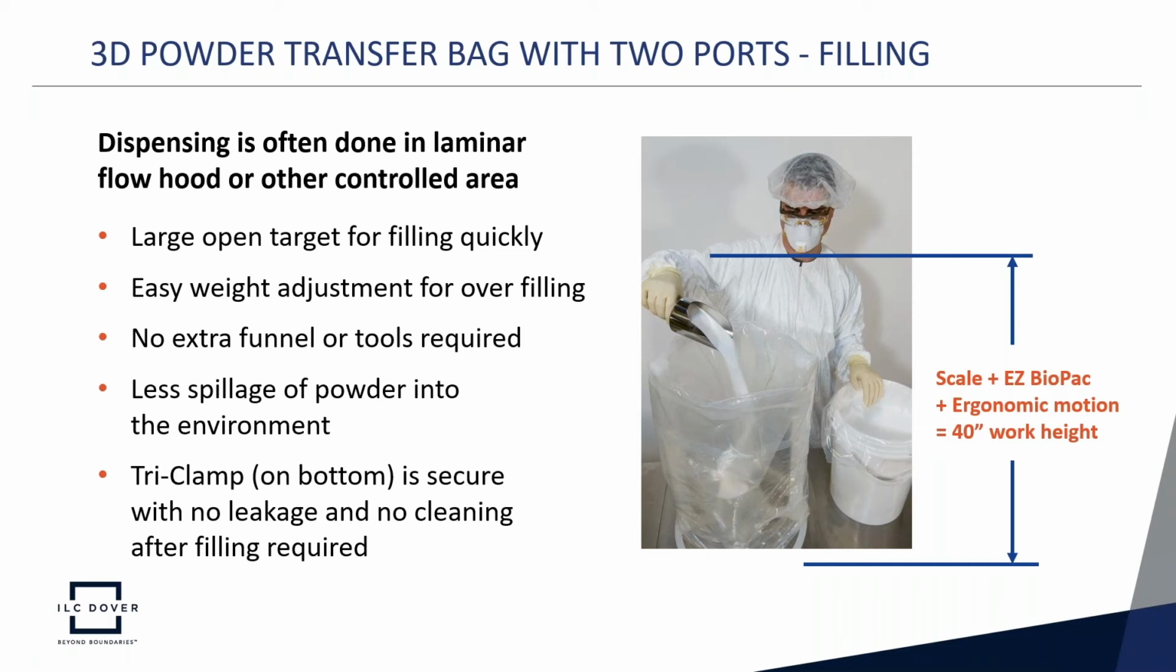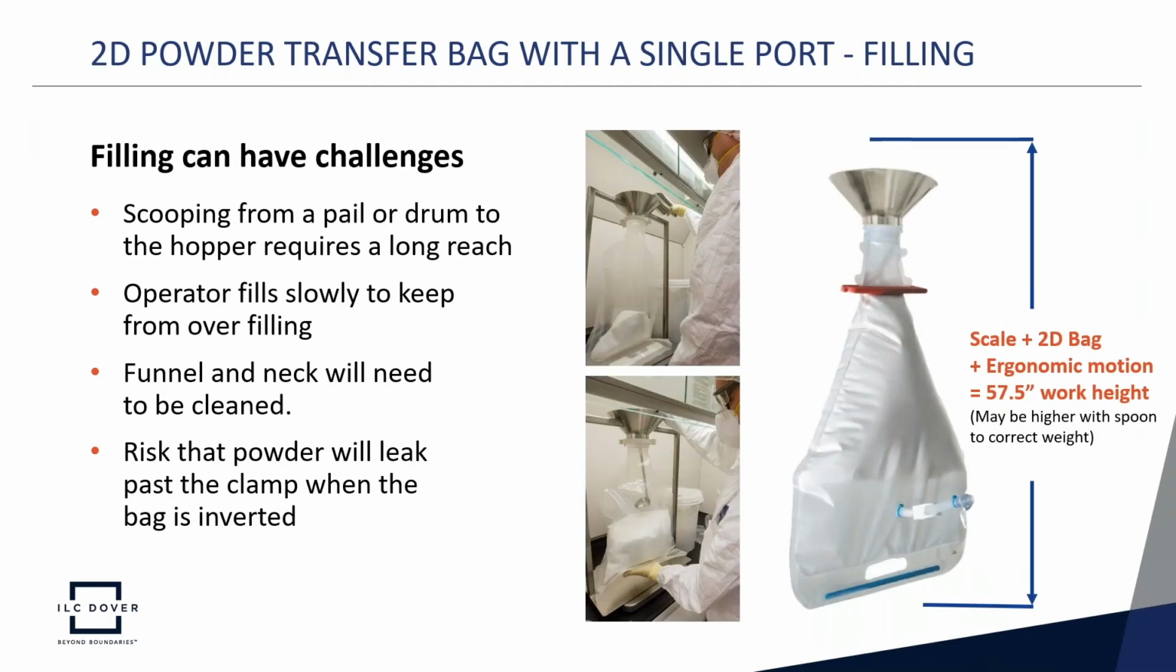So there is some height there, but it is an ergonomic height, and the motion for the operator is fairly good. And we don't need an extremely large laminar flow booth to do that. When we look at a 2D powder transfer bag in the same size, a 25-liter, recognizing that the volume per inch of height on a two-dimensional powder transfer bag is going to be a lot less, so we need more height. So here we see we've gone all the way up to 57.5 inches as the estimate for the ergonomic motion. So the operator has to reach much higher. The laminar flow cabinet has to be much larger, or the entire workspace has to be larger.